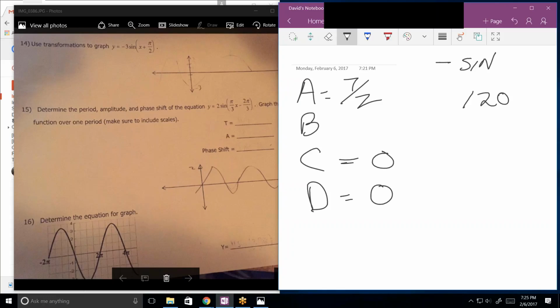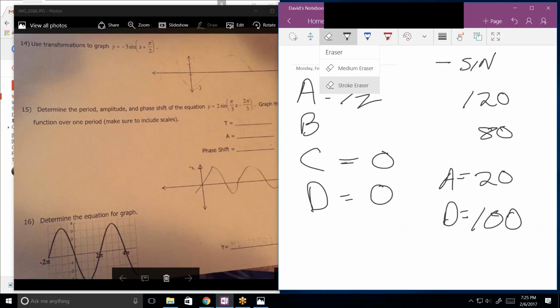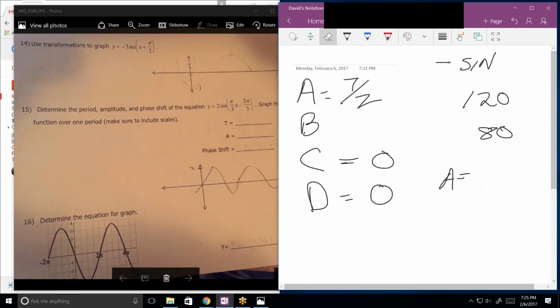If high tide was 120 feet and low tide is 80 feet, if I subtract those two and divide by 2, I get 20. That's the amplitude. If I add those two numbers and divide by 2, I get 100. That's D. So A would be 20, D would be 100. And that's a great way to get started when you do have a C and a D that are non-zero.